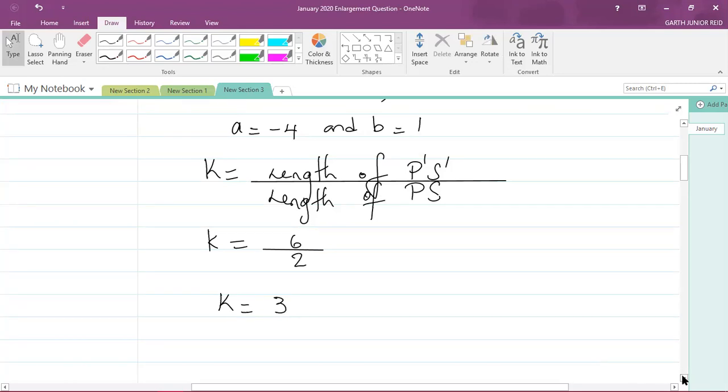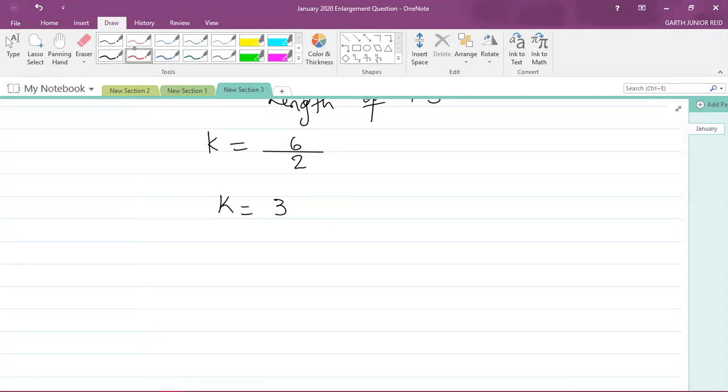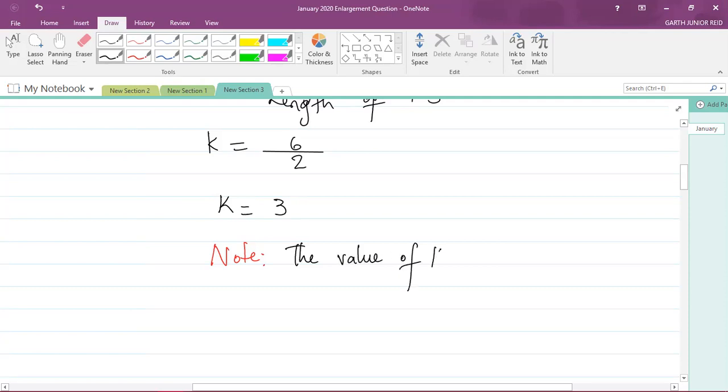Now you recognize that the value of K is greater than 1, right? So let me just write a note here. Note: the value of K must be greater than 1 to be an enlargement. Now, in transformations, enlargement comes under the transformation called dilation, and in dilation you have 2 types, which can be an enlargement or a reduction. Now, I don't believe that the reduction is on the CSEC mathematics syllabus. They just test on the enlargement. So you should know that the value of K, the scale factor, must be greater than 1 to be an enlargement.